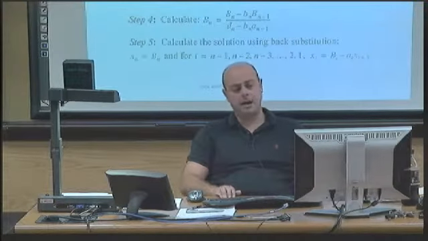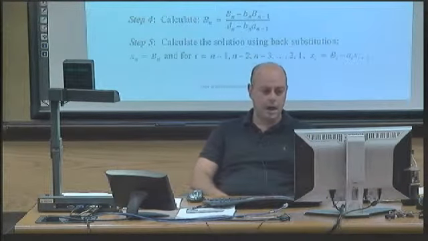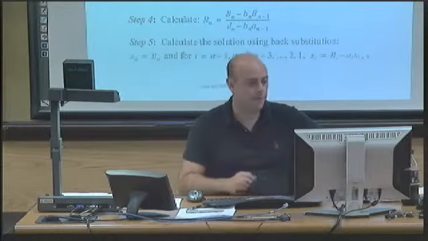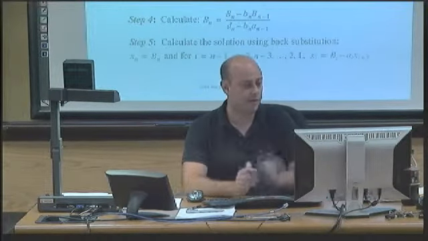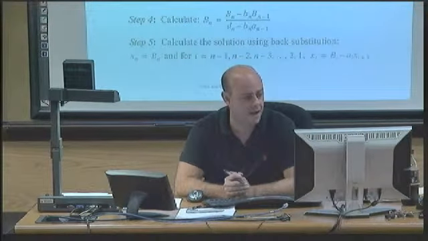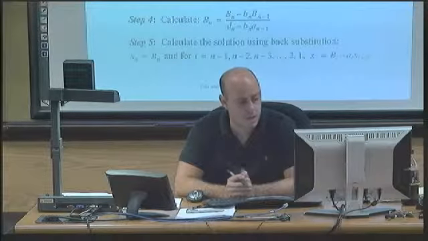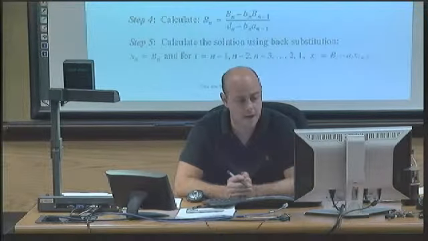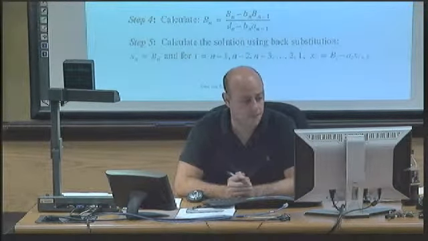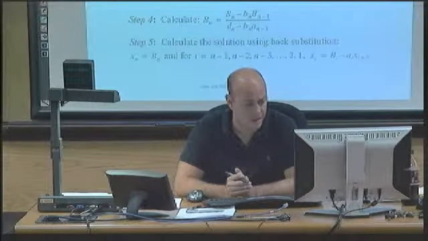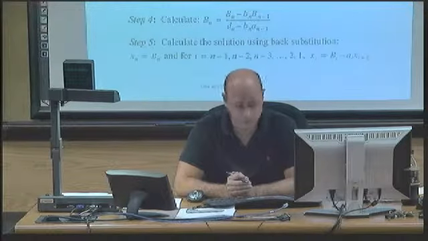The nice thing about Thomas's algorithm is there's a nice step-by-step way of doing it, which I've written out right there. So step 1, you define the vectors. Step 2, you calculate A1 and B1. Step 3, you loop through and you calculate your AI and your BI. Step 4, you calculate BN. And step 5, you calculate the solution using back substitution.